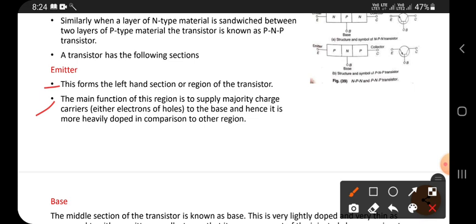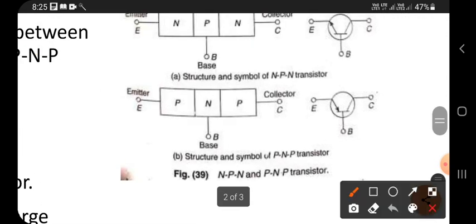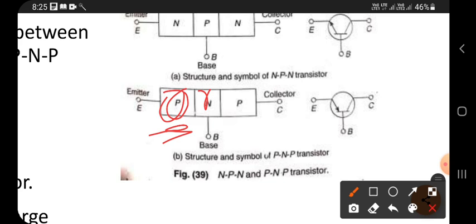The main function of this region is to supply majority charge carriers, either holes or electrons, to the base, and hence it is more heavily doped in comparison to the other regions. So compared to the remaining two regions, it is heavily doped. Its main work is to send majority charge carriers to the base. That is the main function of the emitter.